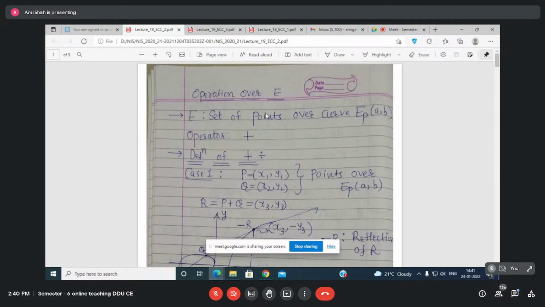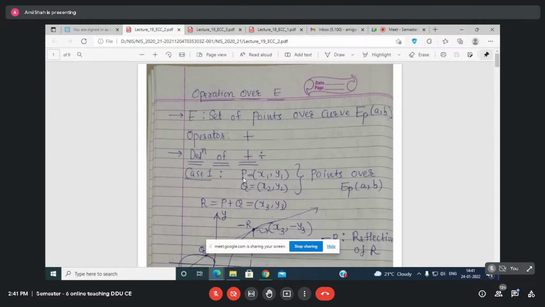Let's say E is the set of points over a curve, and the operator is plus. So let's assume there is a set of points over the curve, which we already calculated in the last lecture. Now, the definition of the operator plus.